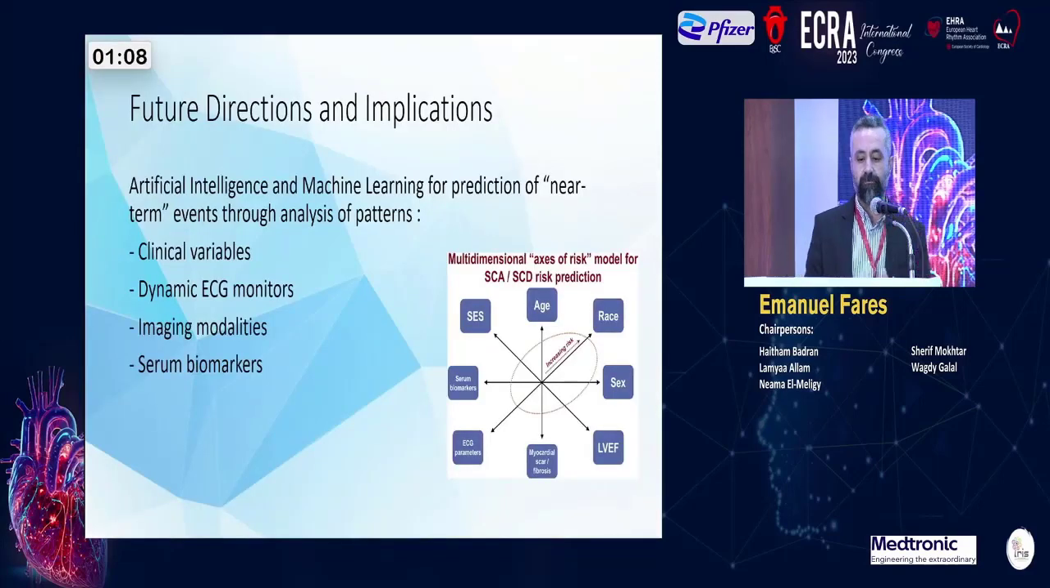What are the future directions? Because our methods are still crude in detection of patients who are at risk of sudden cardiac death, especially as most of the patients will not have a structural heart disease. So artificial intelligence and machine learning for prediction of near-term events through analysis of certain patterns, clinical variables like age, race, gender, the socioeconomic standard, dynamic ECG monitors like the portable devices, imaging modalities for detection of ejection fraction or myocardial scar and fibrosis by MRI, and serum biomarkers for inflammation or biomarkers of cardiac injury.